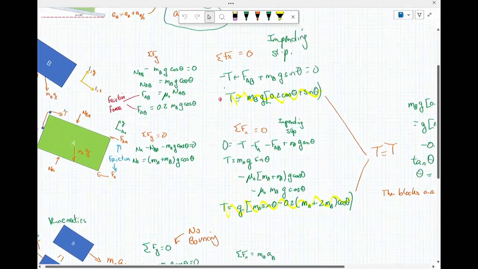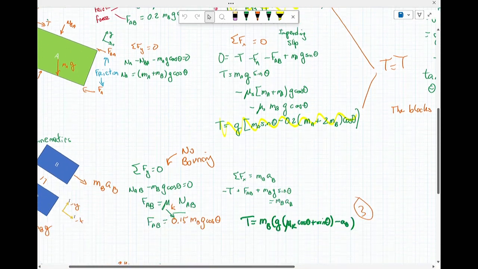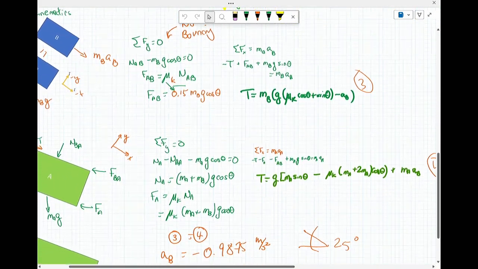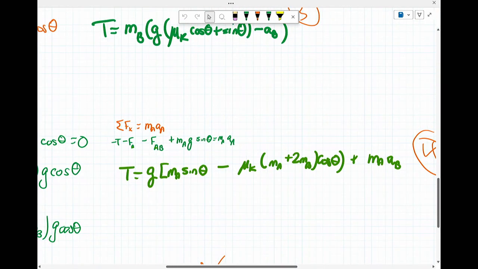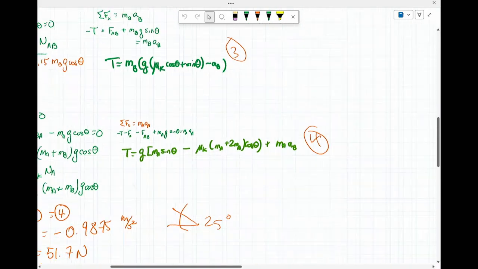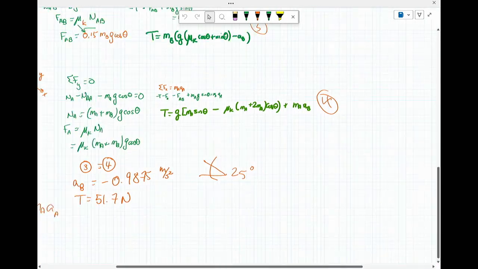So how does that change things? It doesn't change anything actually, except down here. In this relationship, you have a tension that is at first dependent on the acceleration of A, of course, and then you substitute in all the relationships you've already calculated. And you'll get this relationship in terms of AB.